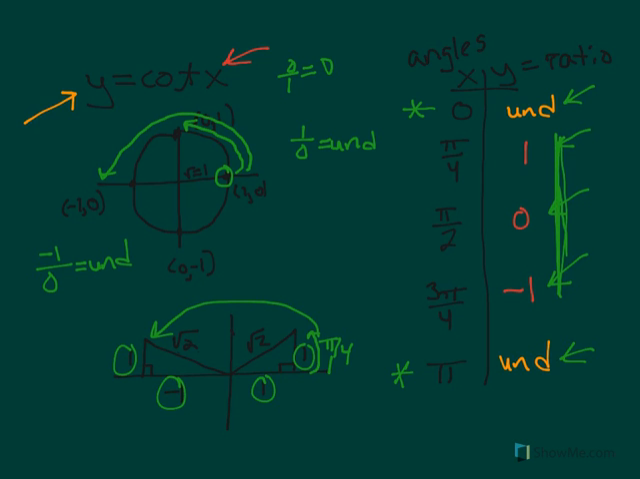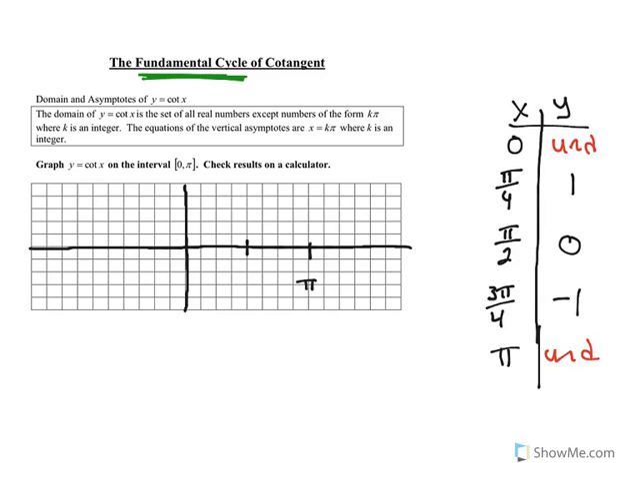And let's go back to the notes and graph our first fundamental cycle of cotangent. Looking at the table of values from the other page, let's go ahead and graph our cotangent cycle. So you're going to get your first asymptote at 0, x equals 0, which is the y-axis. The other asymptote is going to be at pi. So these are the two first places where cotangent is undefined.